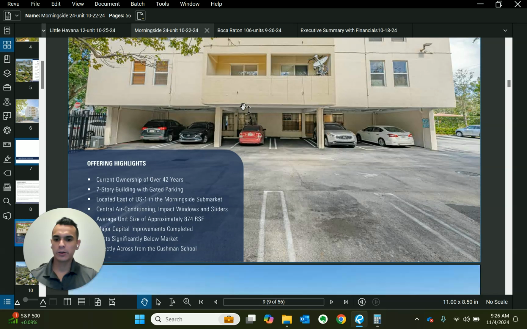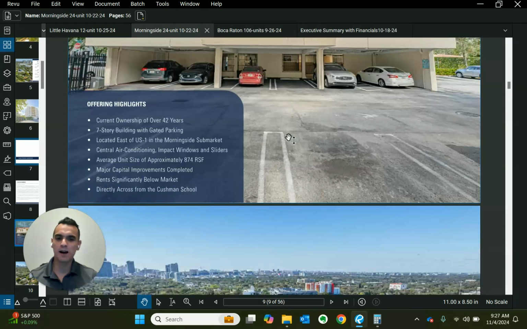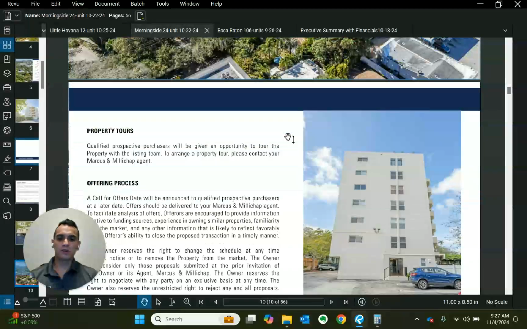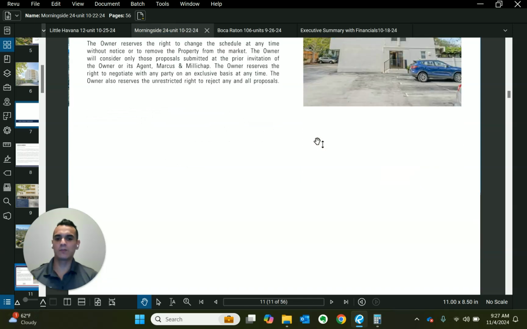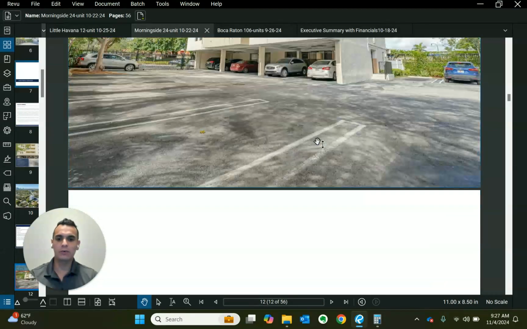So let's keep going through. They kind of just summarize the same information there. I do like that you can park underneath. It's kind of cool. More exterior photos, property tours and offering process. I can skip over this. I'll come back to it if I'm thinking about putting in an offer.